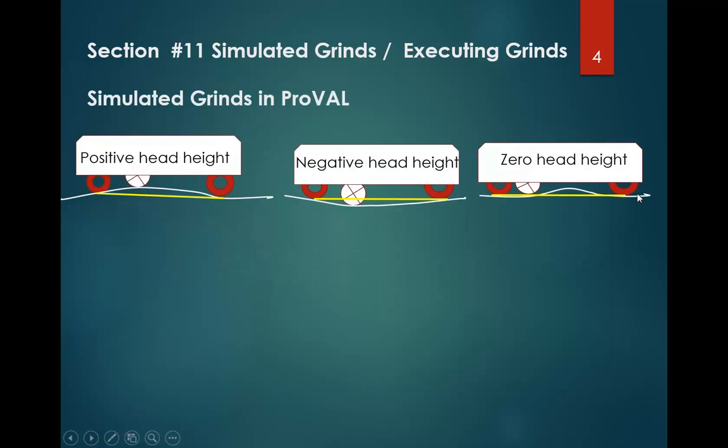So when we use ProVAL and develop an initial grind list using the auto grind function, ProVAL always assumes a zero head height. When we think about a grinder, it's operating on a fixed frame principle. That means there are no automatics to adjust this up or down based on what's going on in the field, like a paver or a cold planer. It's a fixed frame. This grinder head is just locked in.